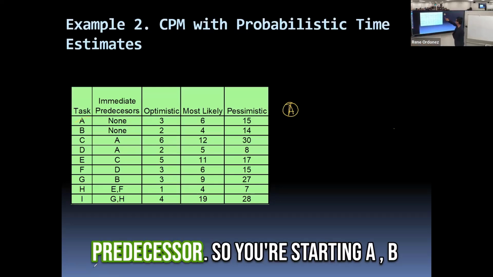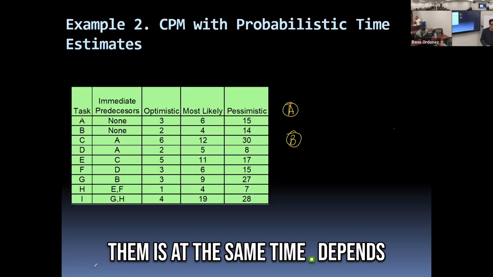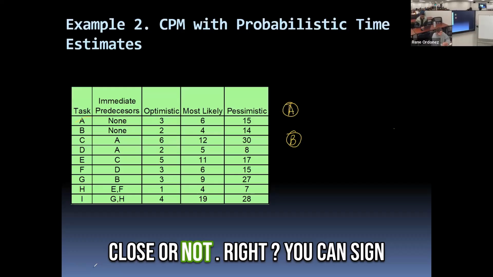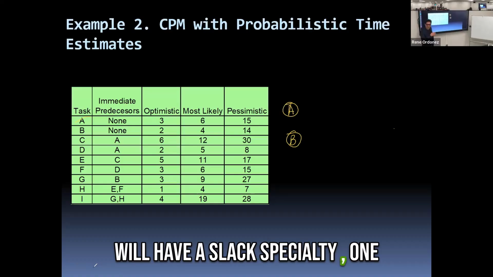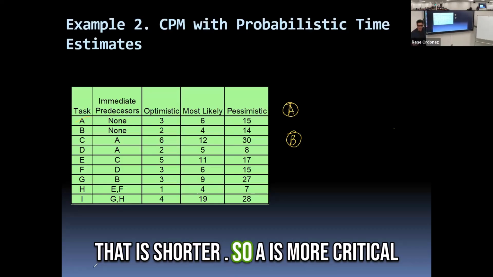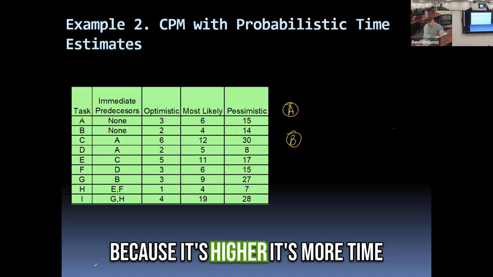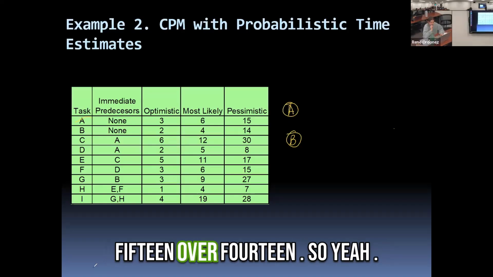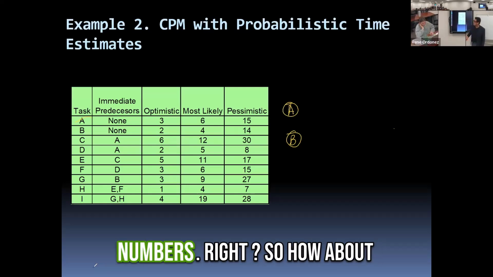It doesn't have any predecessor, so you're starting A, B at the same time? Correct, not necessarily at the same time. Depends on if A is critical or not. You can start it at the same time. One of them will have a slack, especially one that is shorter. So A is more critical because it has more time units, and likely and pessimistic is 15/14. Yeah, by looking at these numbers.